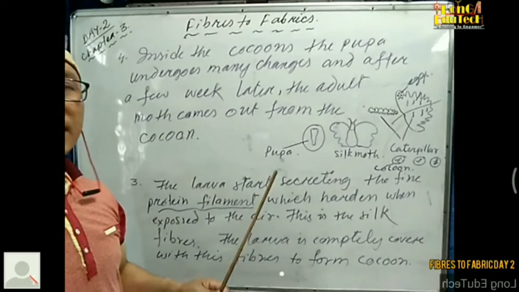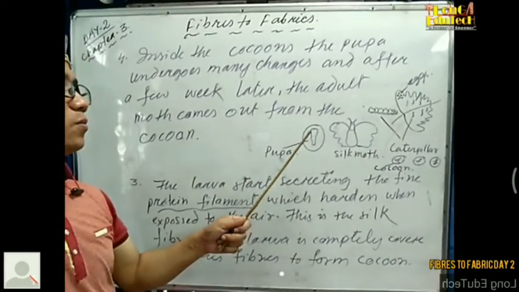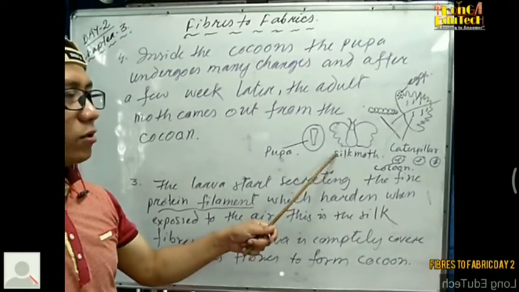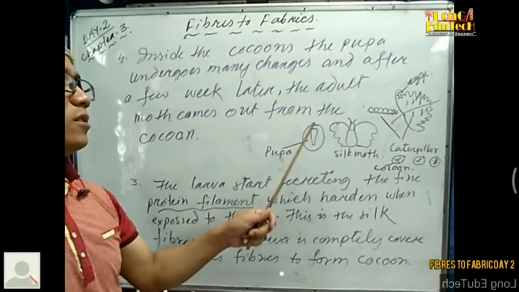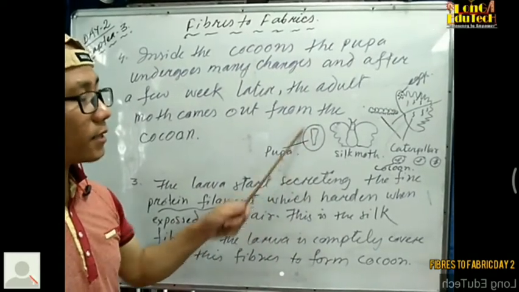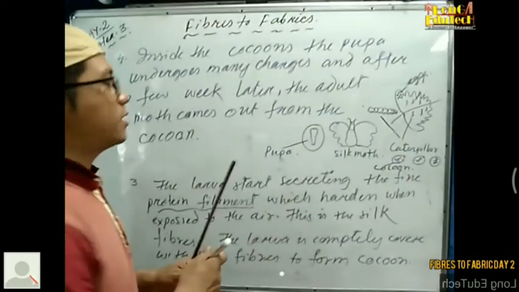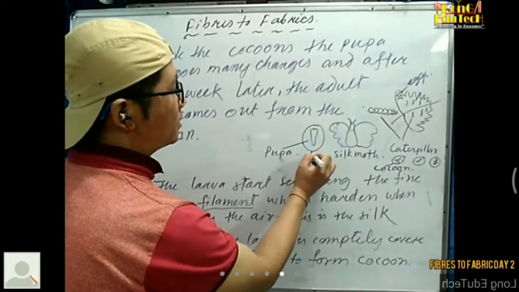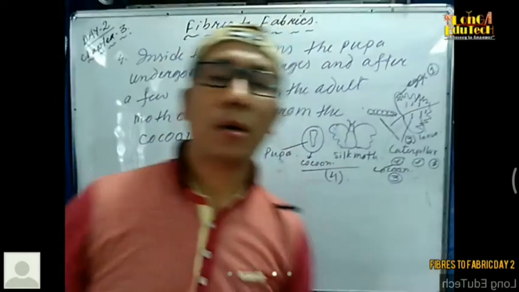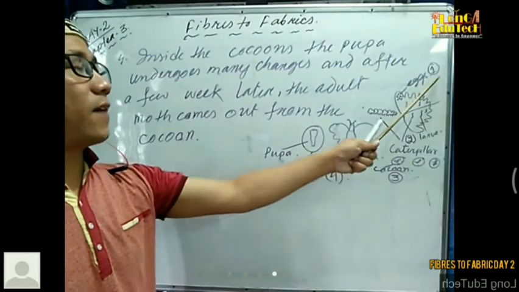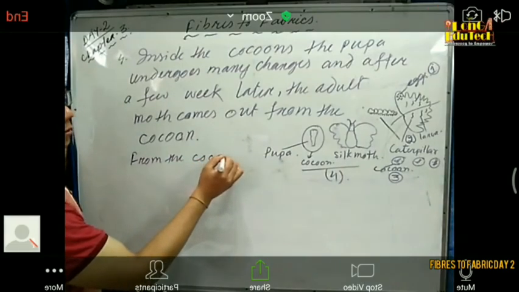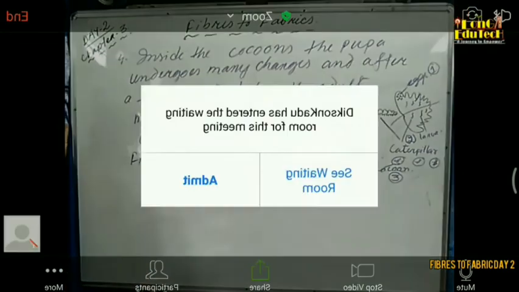Many changes take place in the pupa, and at last it will change to the silk moth. When it changes to the silk moth, it bursts out and comes out. The remaining part is the cocoon, with the pupa inside, and these cocoons are used to get the silk. So these are the different stages: first stage, second stage, third stage, and fourth stage, from the cocoons.